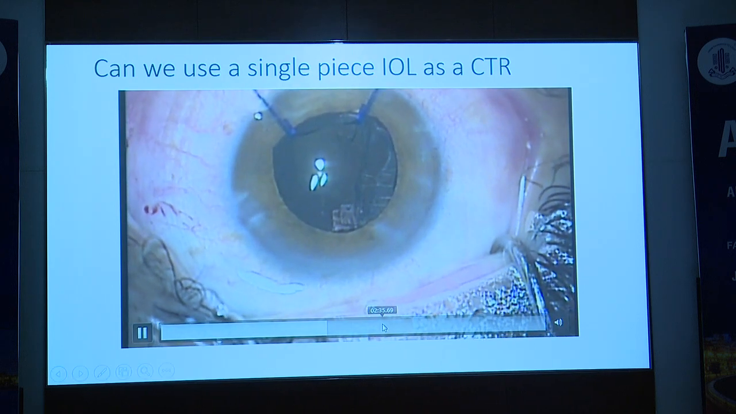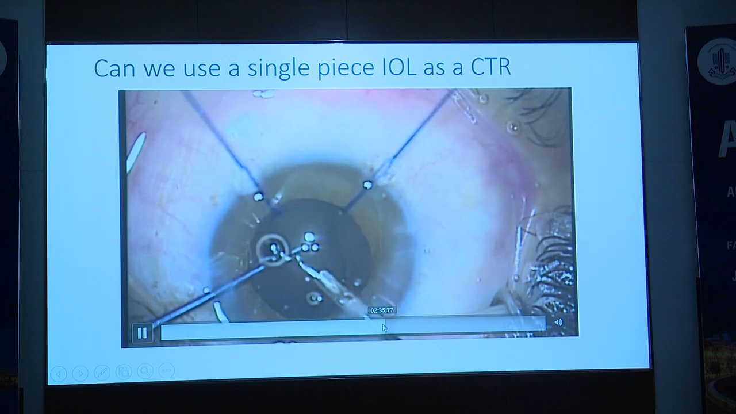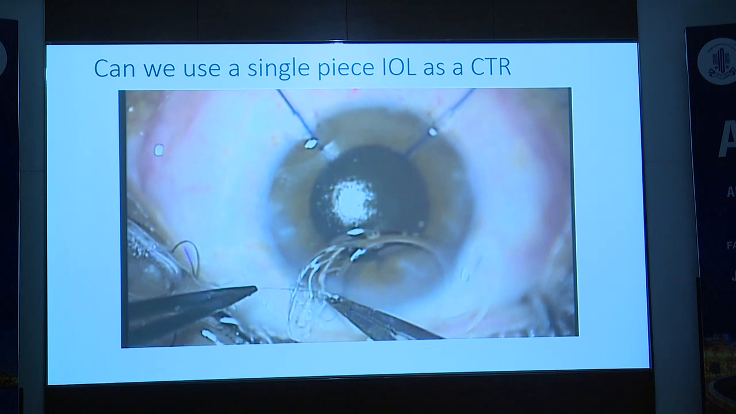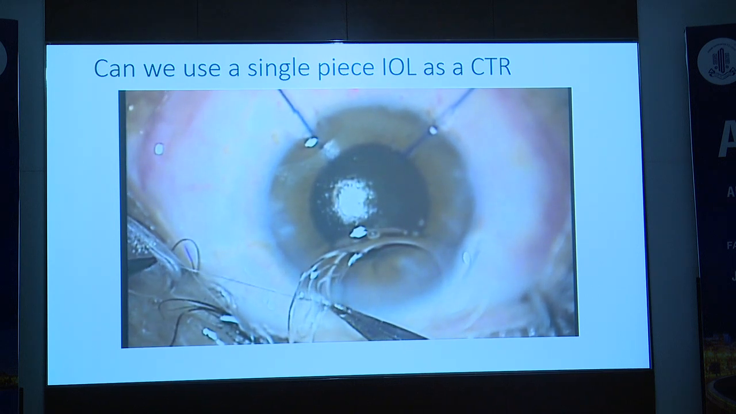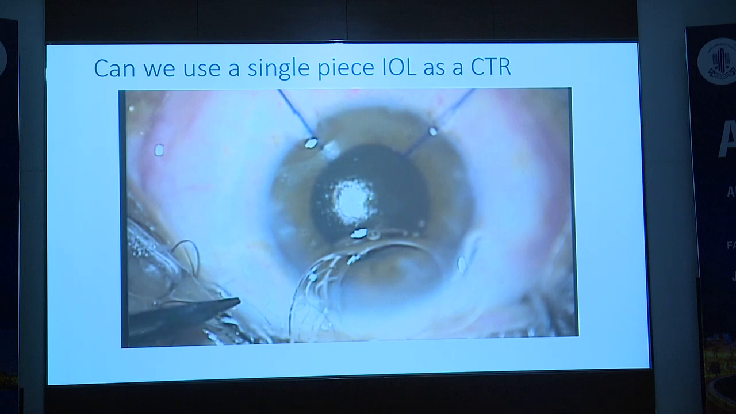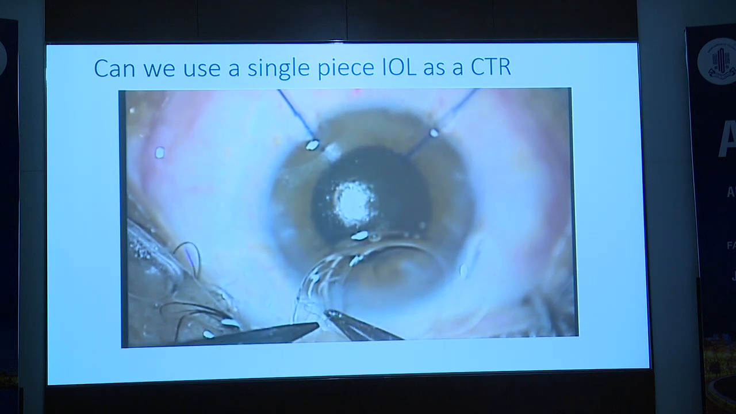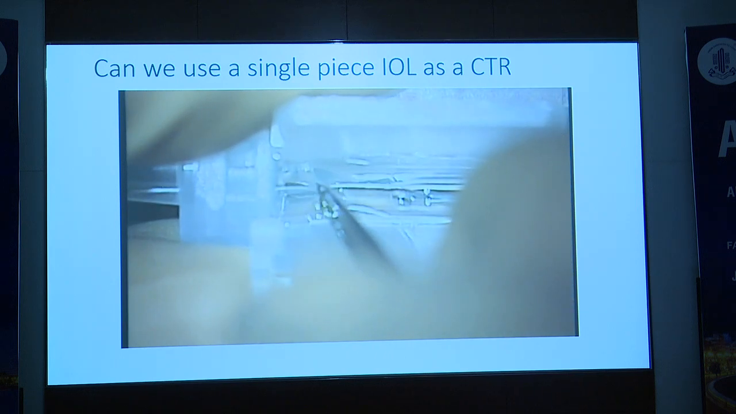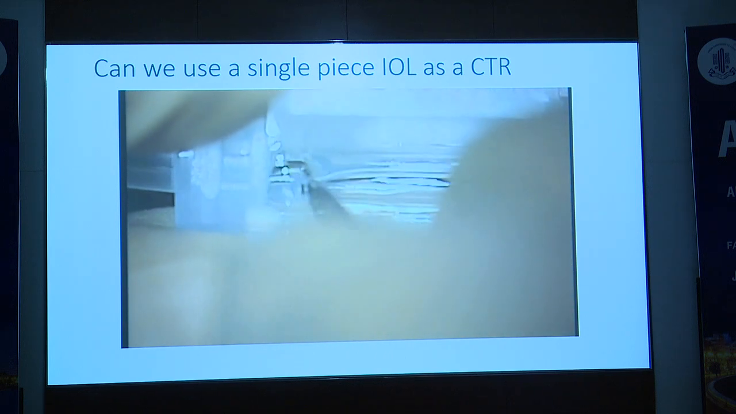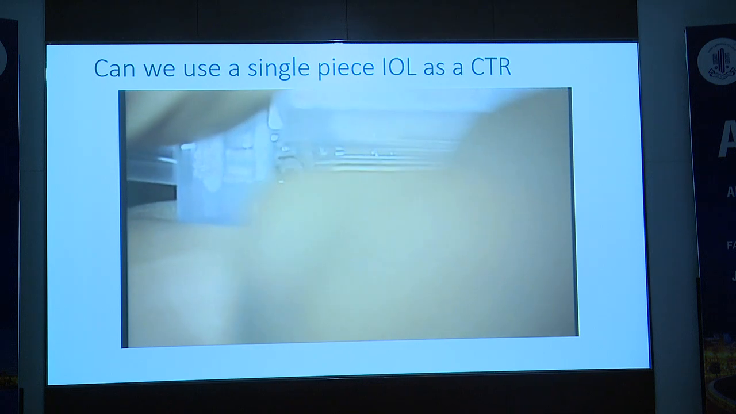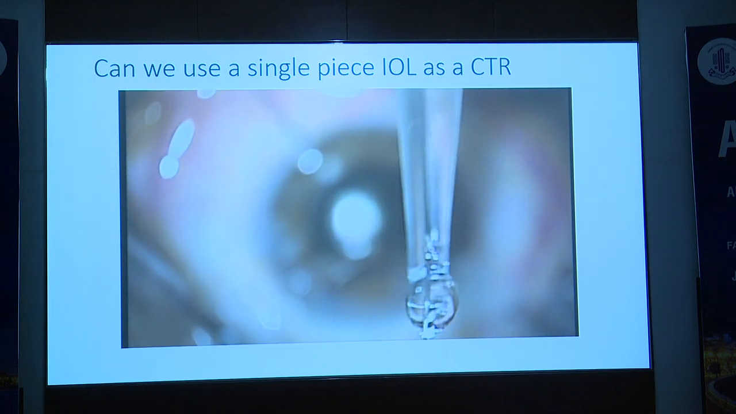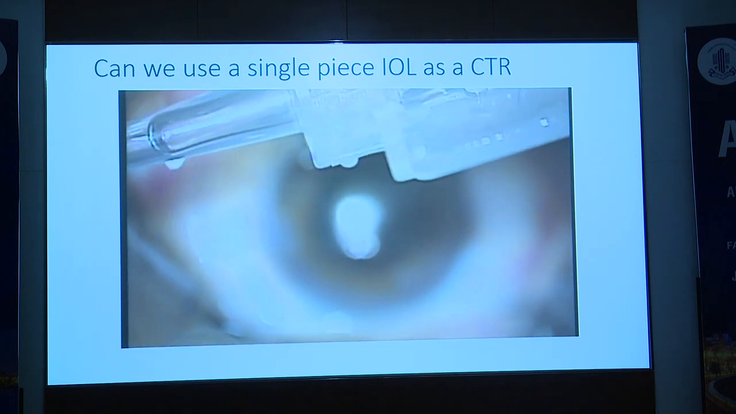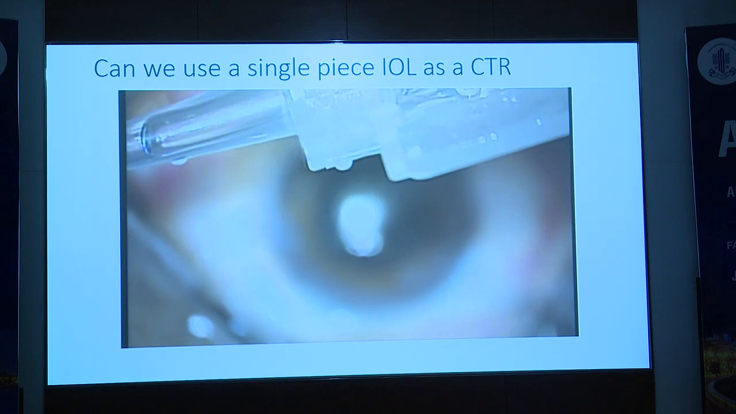Let's go ahead a little bit. In goes the CTR. Now that you have a CTR, this is a single piece IOL and you tie a Prolene stitch right to the midpoint. If you draw the line from where the stitch is, it should intersect the midpoint of the lens. Otherwise your lens will be decentered. Then you pass this needle down the barrel of the injector and pull it out.